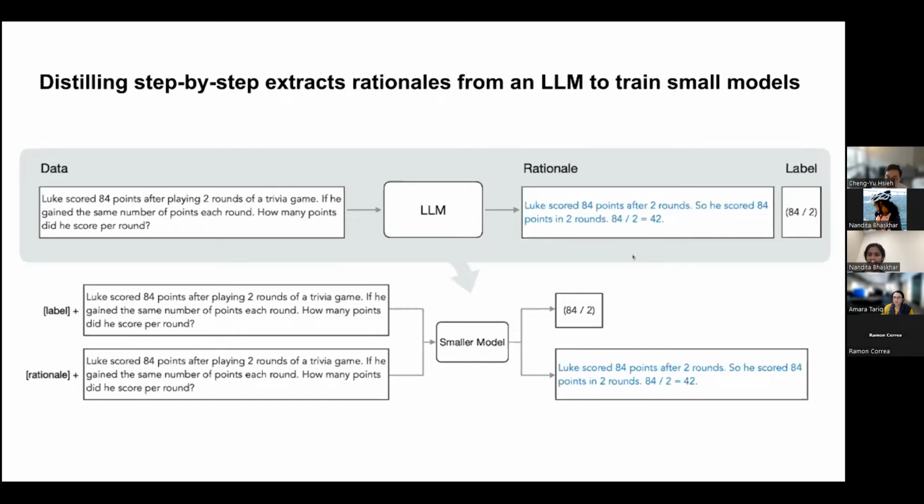And by having the rationales, we will use the rationales to train the small model in a multitask fashion to incorporate this rationale into the small model's training process, in order to guide the small models to learn the task more efficiently.